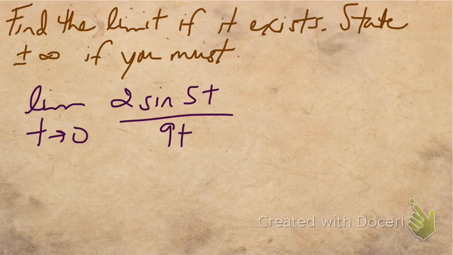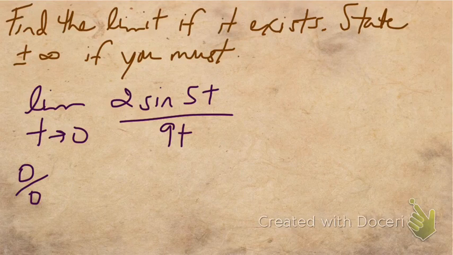Another limit question. Now, if we go ahead and put a 0 in for t, we'll end up with 0 up top and 0 in the bottom. That is our indeterminate form, so we need to think about this some.